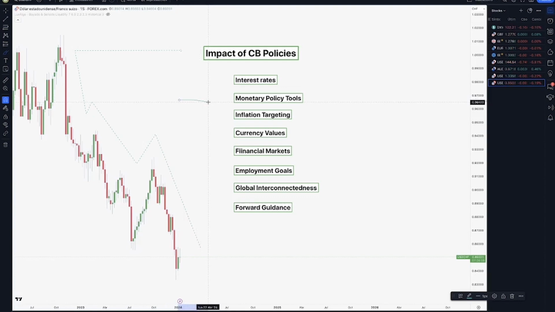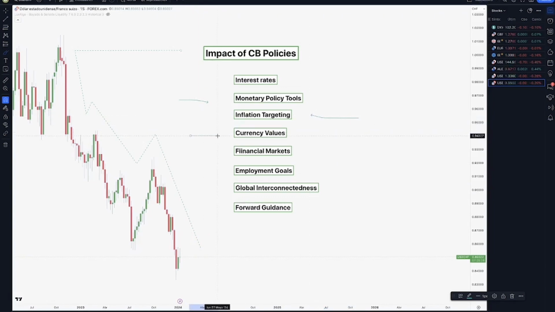Second, we have the monetary policy tools. The central banks employ various tools, including open market operations, reserve requirements, and quantitative easing to implement monetary policy and manage the money supply of each country or of each currency. Then we have inflation targeting, very important as well. Many central banks have an inflation target, so they adjust policies to keep inflation within a specific range, aiming for price stability to foster economic growth.